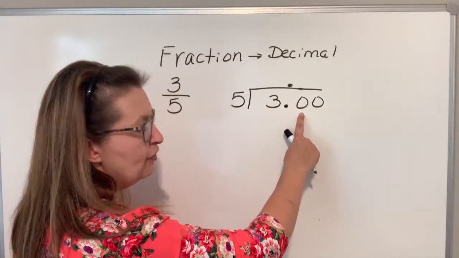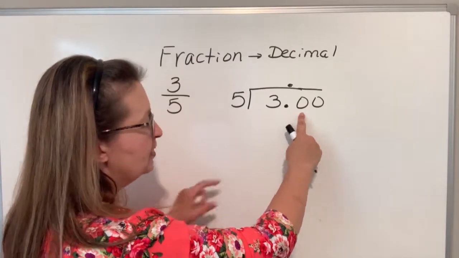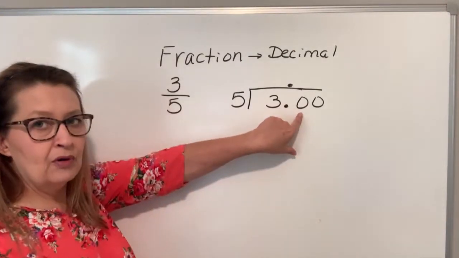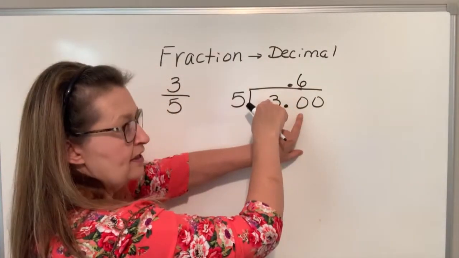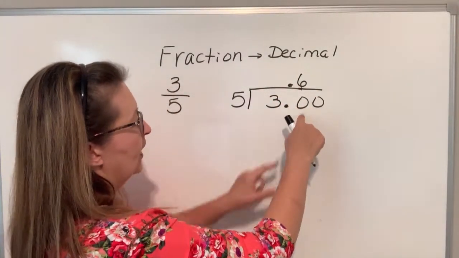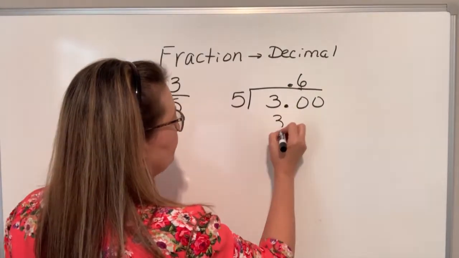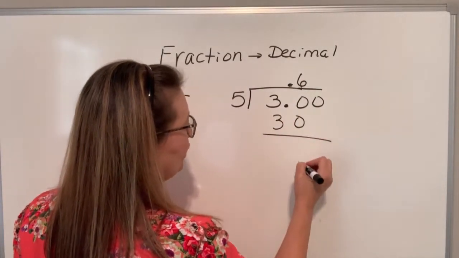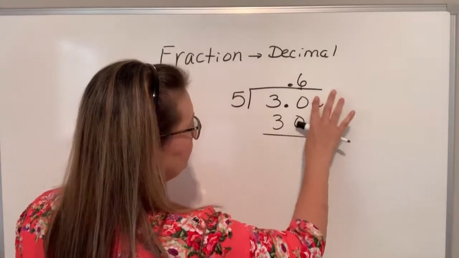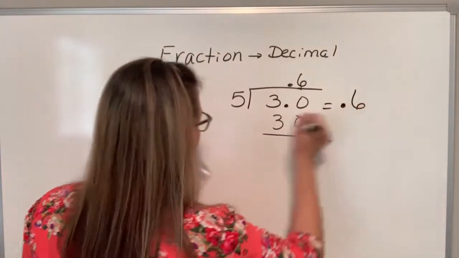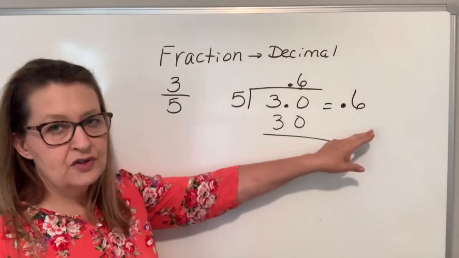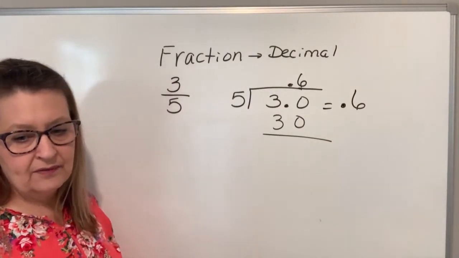5 will go into 30 6 times. Now remember, put your number up above this one. Don't put this 6 over here. That's where you'll mess up. Okay? So 6 times 5 is 30. I wind up with no remainder, so I didn't even need that other 0. So 3/5 changed to a decimal is 0.6.